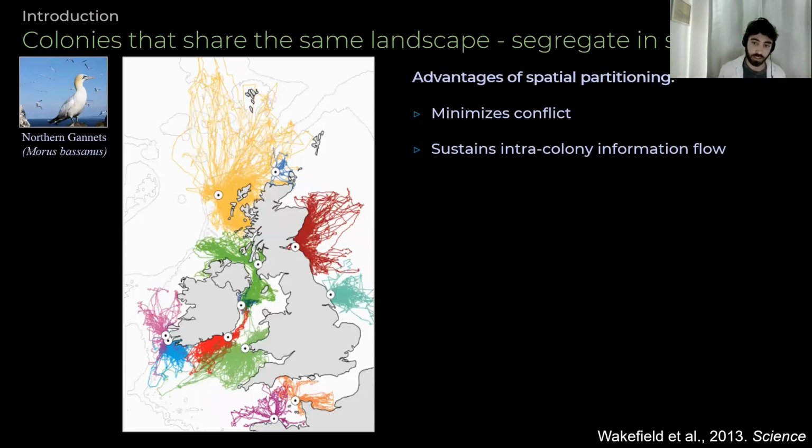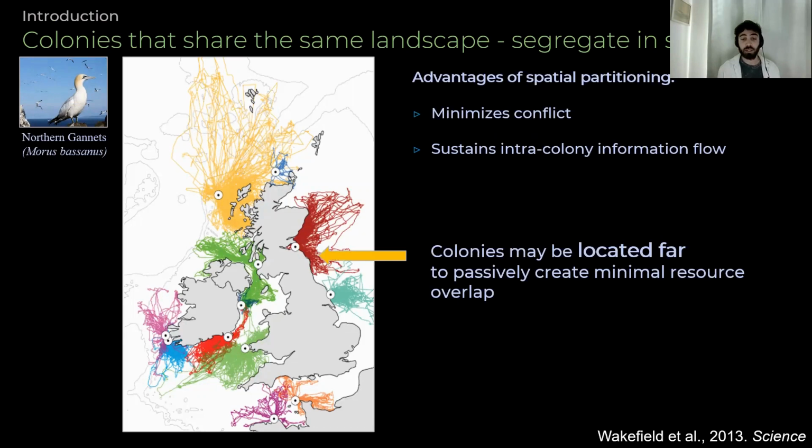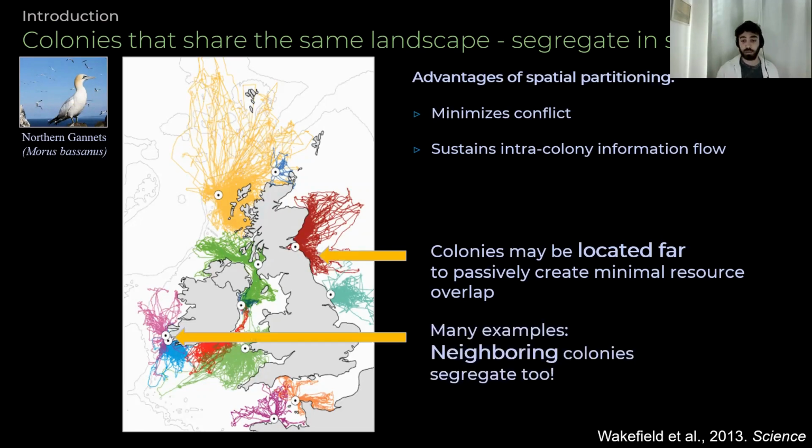It minimizes competition. It also sustains inter-colony information flow that is confined to a smaller area and within a smaller group of animals. This is simply because it's easier to share information with a smaller group than a huge one. And so the easy case is where colonies are located far enough to passively create minimal resource overlap, as you can see here. But there are many examples of neighboring colonies that are located very close to each other that segregate too. And that aspect is more interesting, I think.